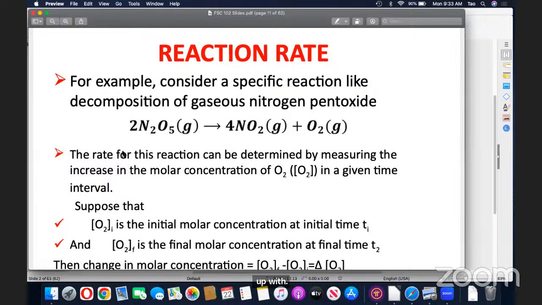If all you're doing is monitoring the concentration of NO2, you will have a rate from that. If you monitor the concentration of this, you'll have a rate from that. If you monitor the concentration of it, you'll also have a rate from that. But at the end of the day, which one is actually going to be your rate? Or how do you determine your rate from all those three?